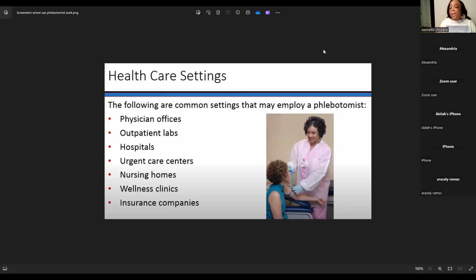Okay. Wellness clinics. What's the difference between an urgent care and a wellness clinic? Well, some places are just wellness, like you're not sick.